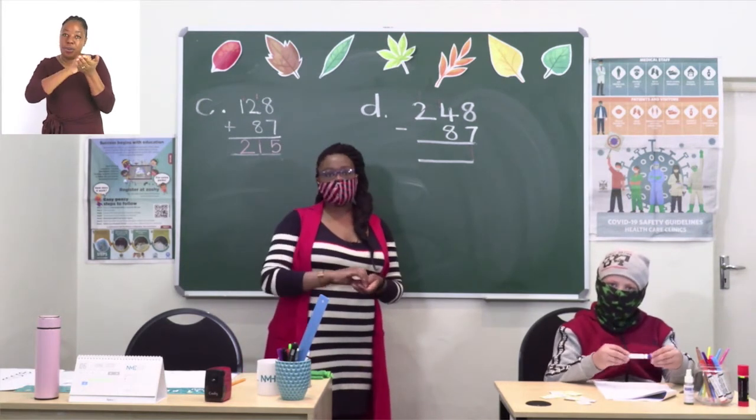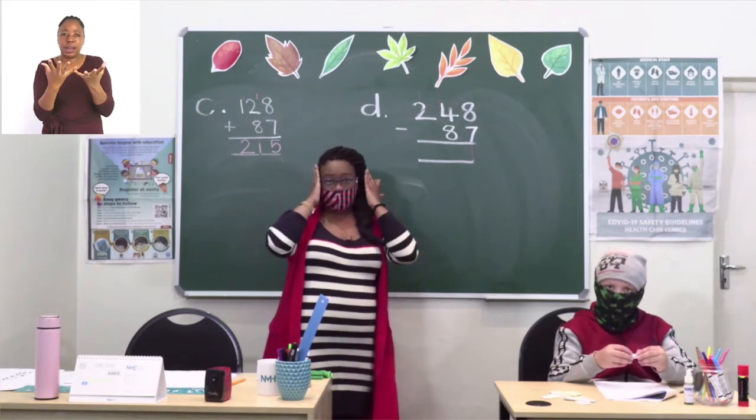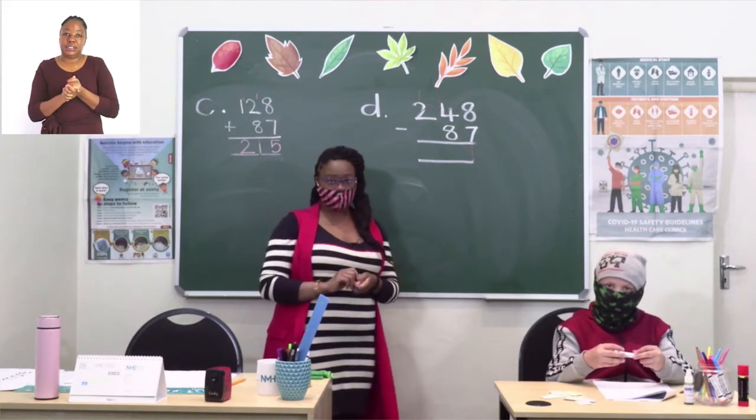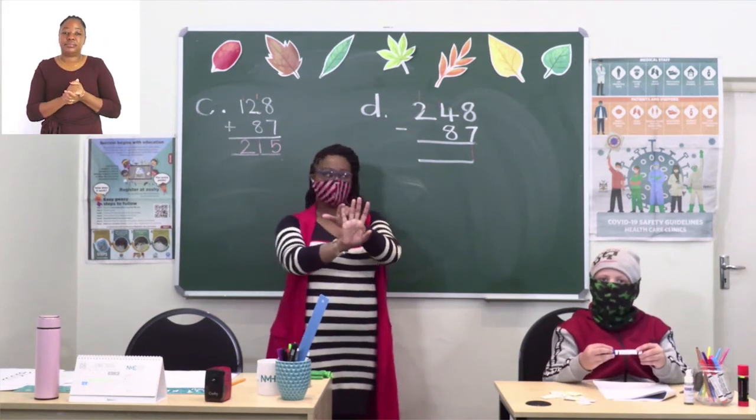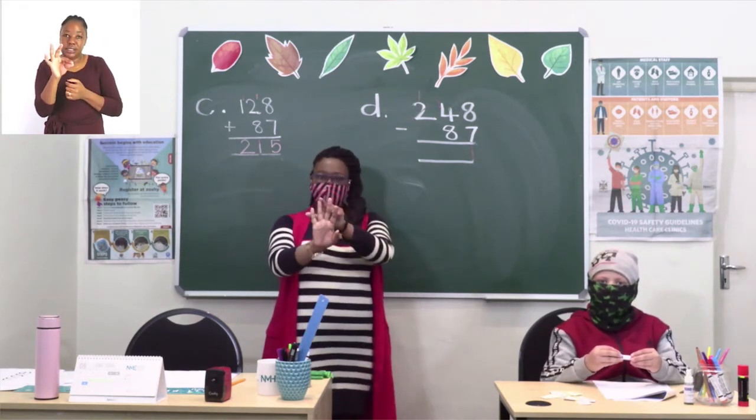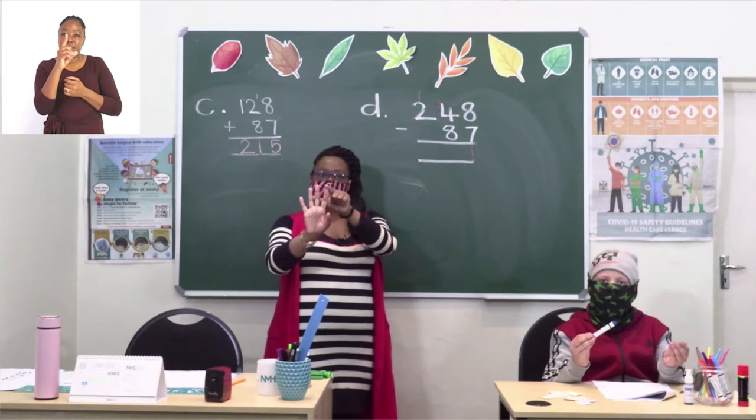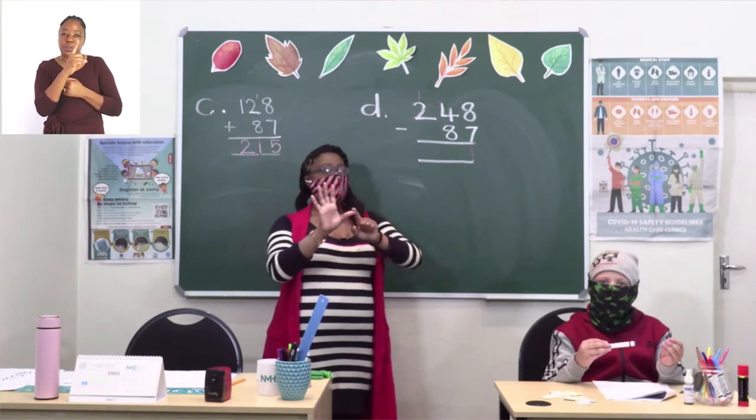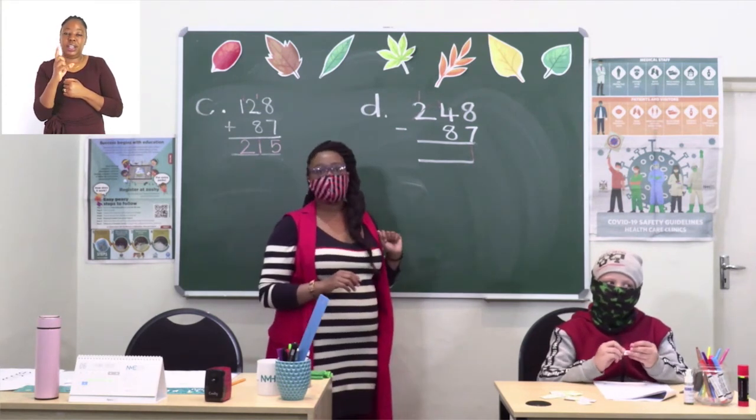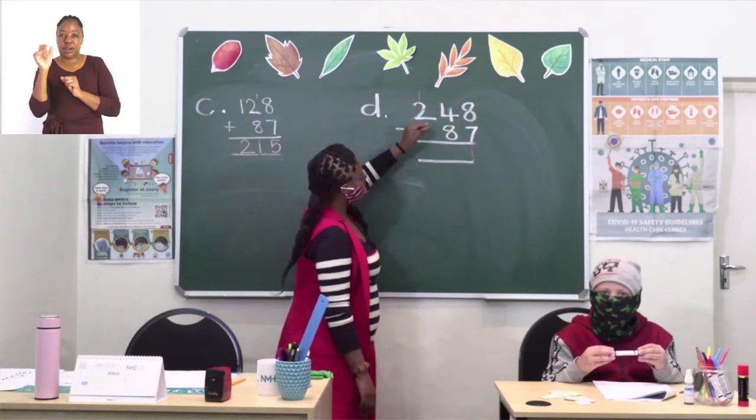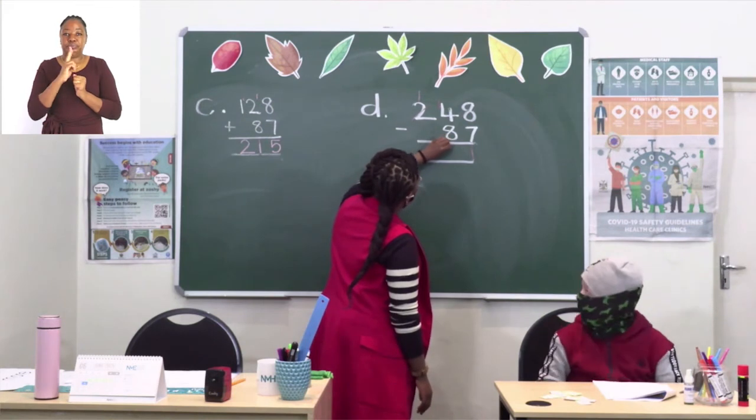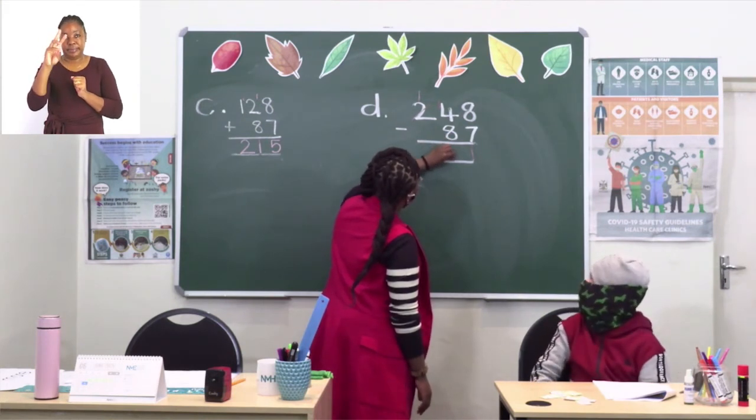If you're not able to figure it out from your head, you can still use your fingers to count on. So you count on from 8 and you say 9, 10, 11, 12, 13 until you get to the number 14. So we know that our answer is 6. So we are going to write our 6 here.